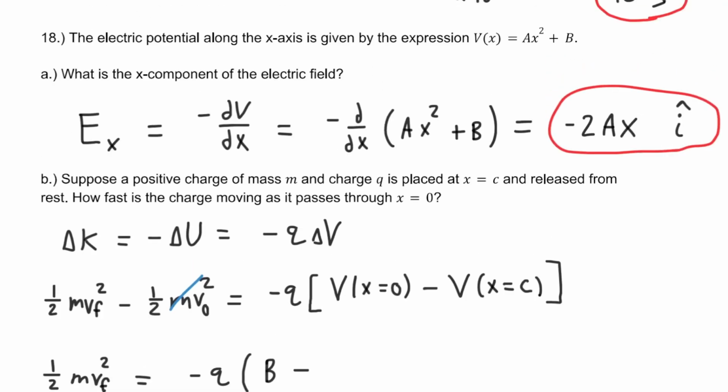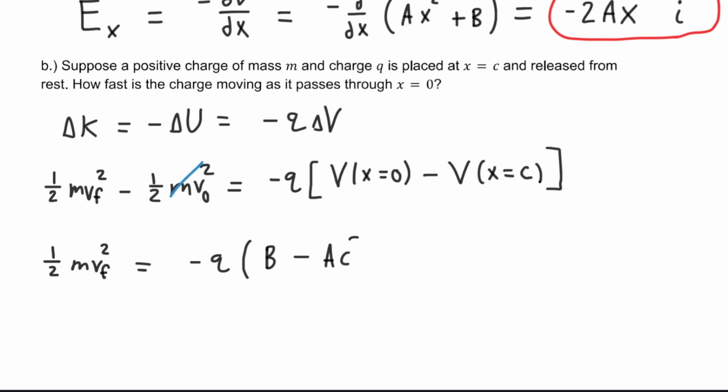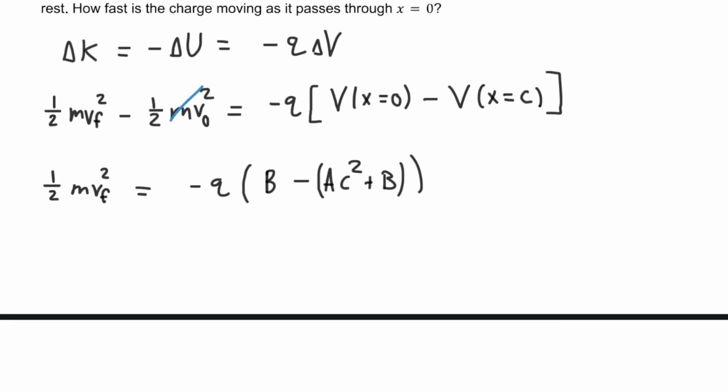And then if I plug in c to ax squared plus b, I get AC squared plus B. And I have to make sure to subtract off that entire thing. So then, another simplification, we'd get 1/2 mvf squared is equal to, well, the b's are going to cancel, which makes sense because potential is defined up to a constant. So I'd get a negative q times a negative AC squared, so I'd get q AC squared here.